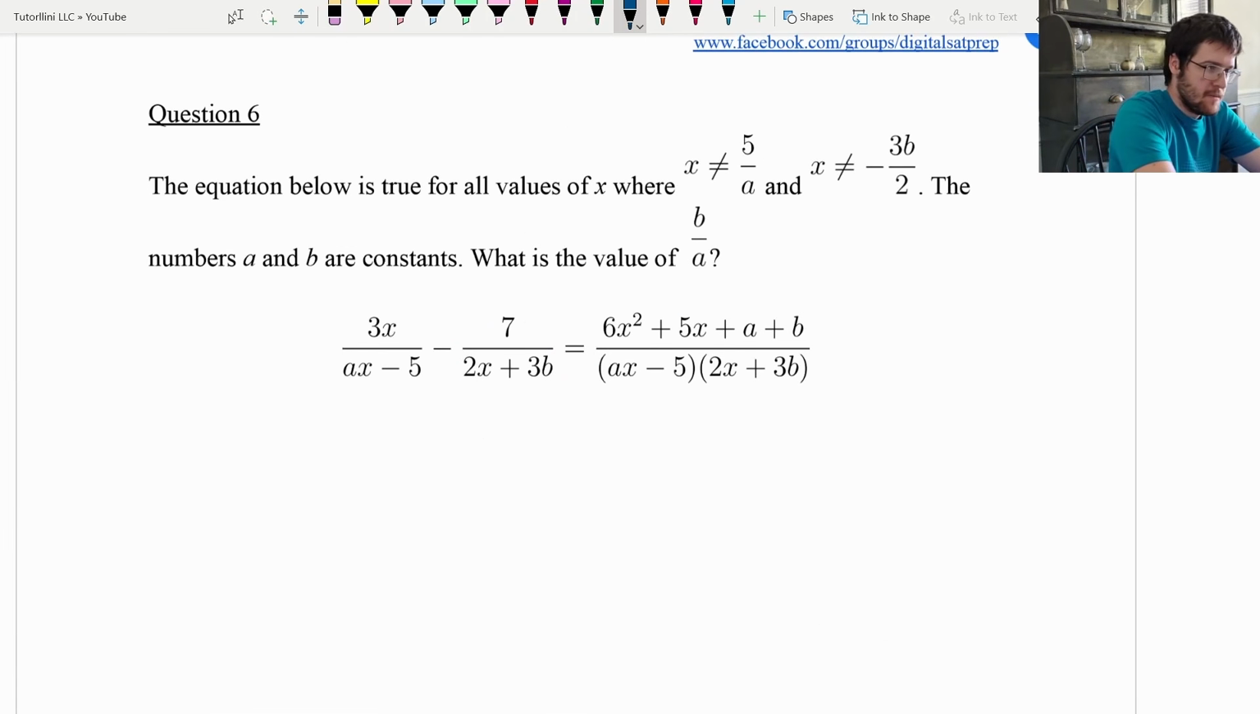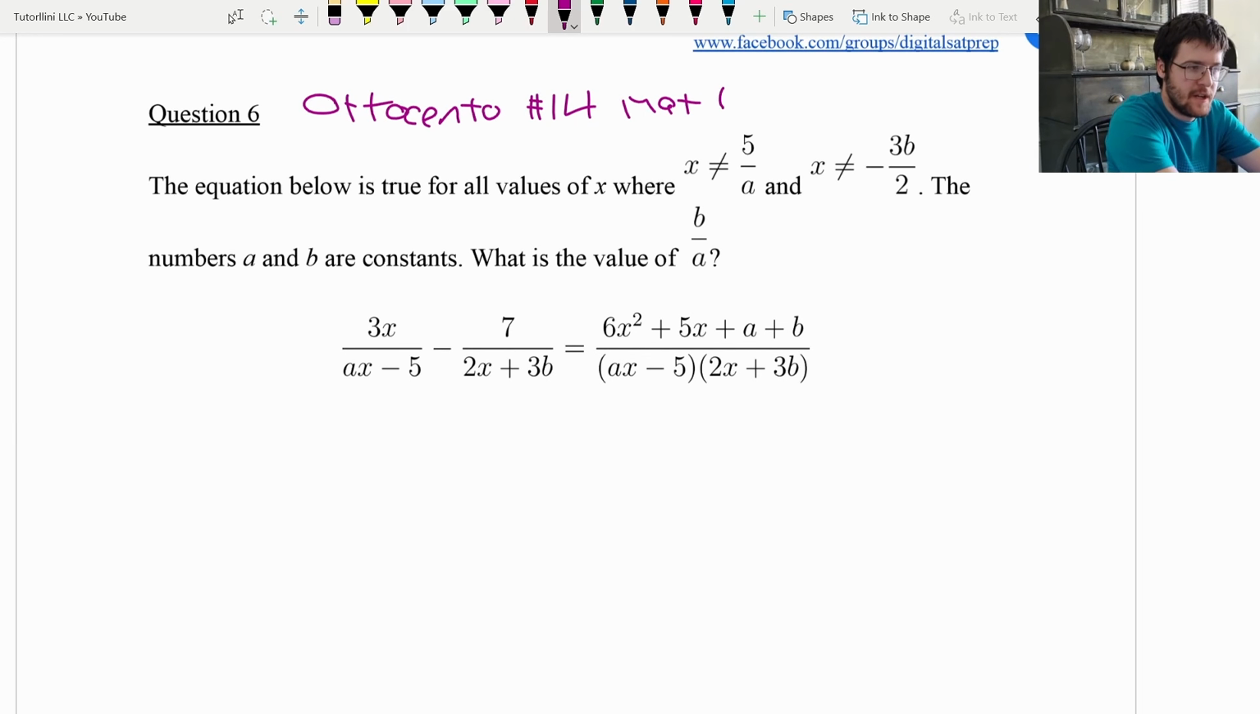Okay, question 6. So I have a video going over this exact type of question. You should definitely check it out. It's called Ottocento, I think it's number 14, matching coefficients and clearing denominators. I go over this in great detail there. I don't want to waste time, so I'm just going to assume you've already watched it.